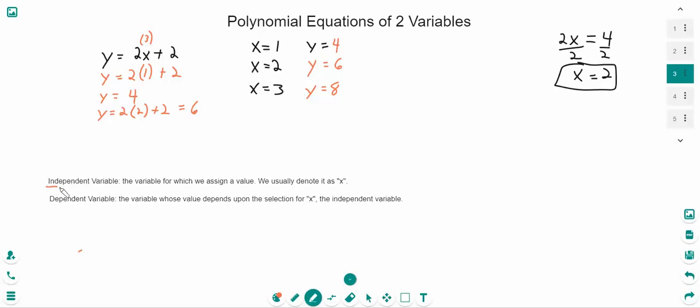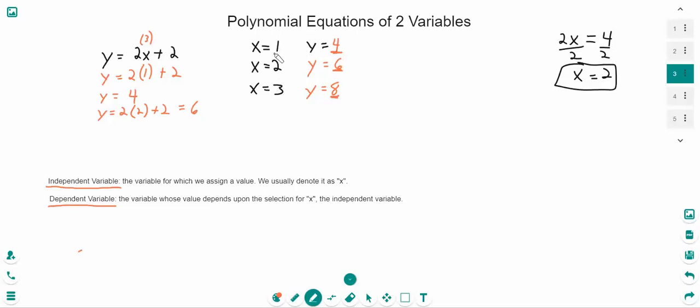All right, so we have the independent variable, the x, and then we have the dependent variable. And the dependent variable is basically what it sounds like. The dependent variable depends on something else. It actually depends upon the value that we select for x. So y is only going to be 4 when x is 1, in this case. Y is only going to be 6 when x is 2. Y is only going to be 8 when x is 3. So this y depends upon the value of x.